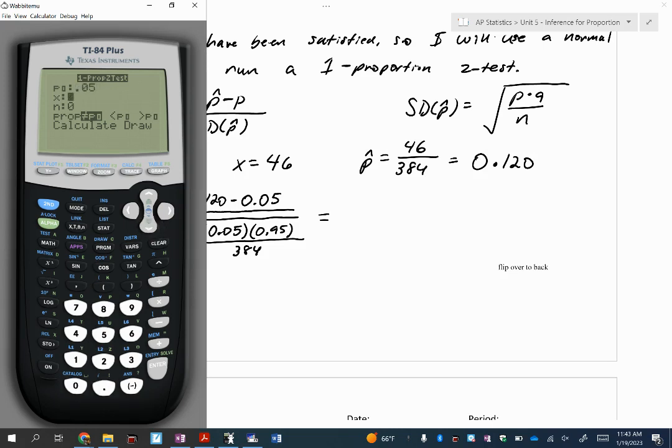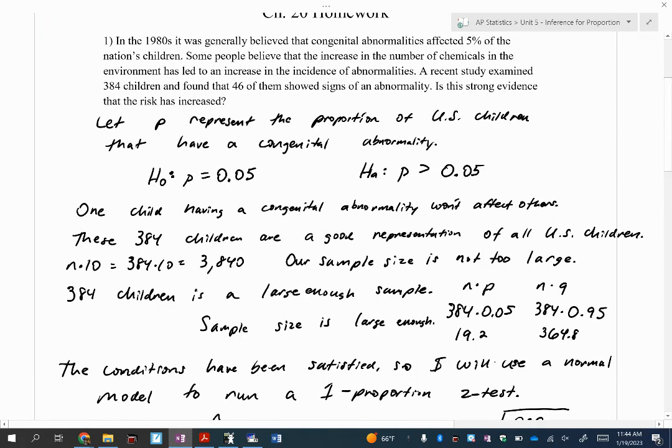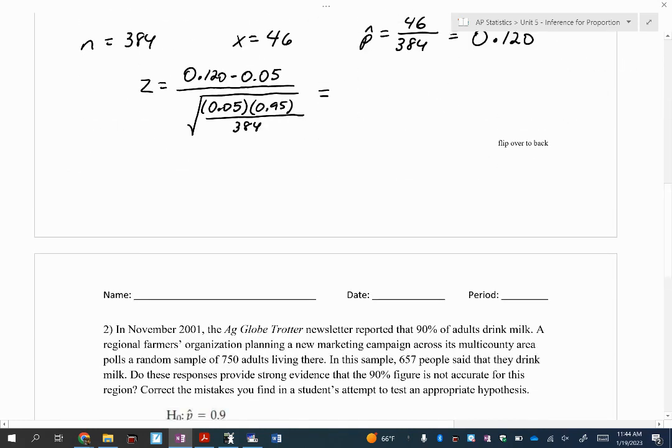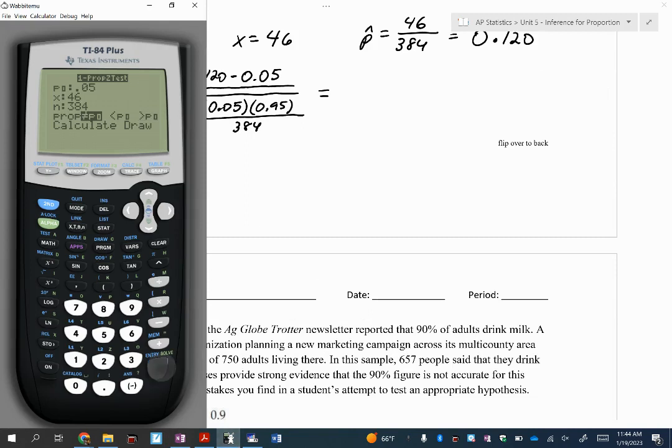They had a study of 384, that's my sample size. We found 46 out of 384 U.S. children had a congenital abnormality, or signs of one at least. Go to the alternative hypothesis if you forget, right? Go to the alternative. That symbol used is greater than. And click enter on that.